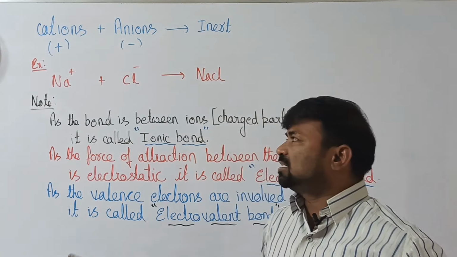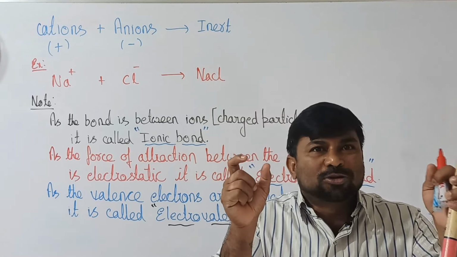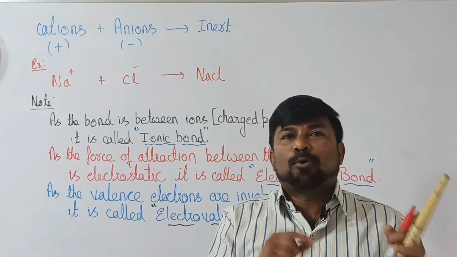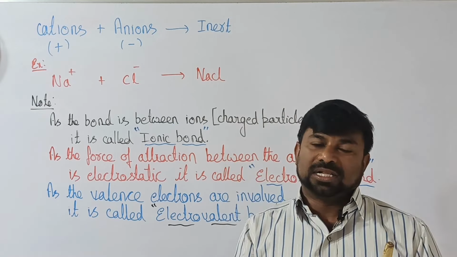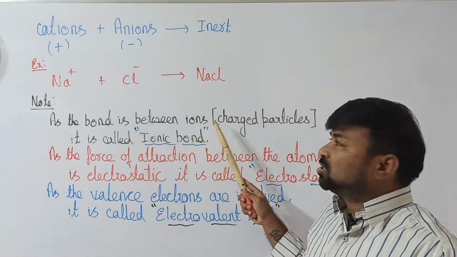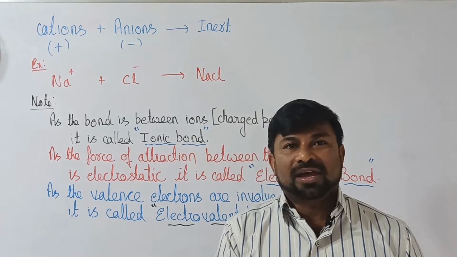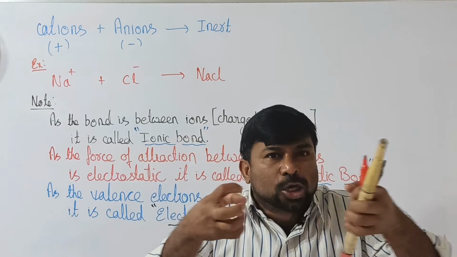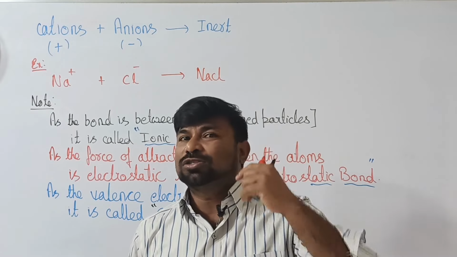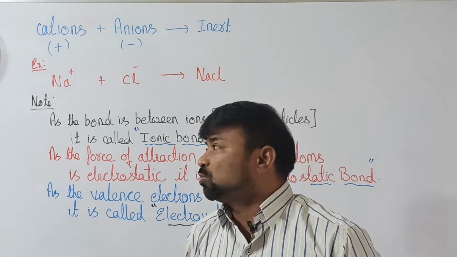In the same way, we have a few definitions. Here, the bonding is between two oppositely charged particles, ionic particles. As the bonding is between two ions, which are charged particles, we can call it an ionic bond. In the same way, the two ions are coming close because of the electrostatic force of attraction. Because of that, we can call this one an electrostatic bond also. That's what the point says.